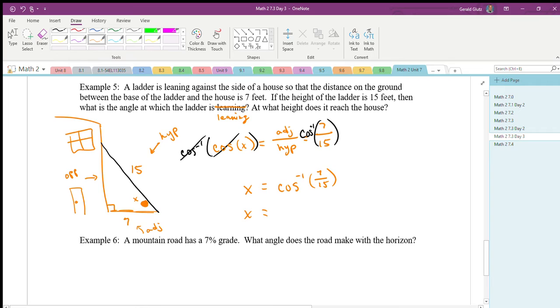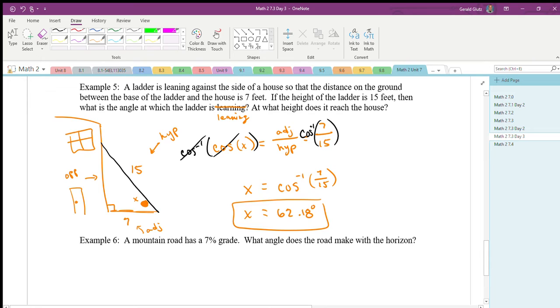Oops. Oh, oops, there we go. So you should get about 62.18. So that's the angle at which the ladder is leaning.